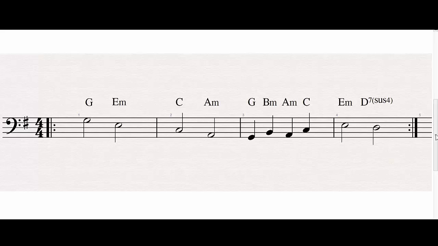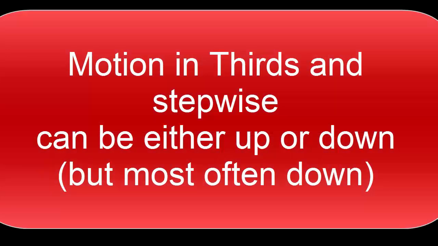So I've gone through 4 main root movements that you probably see. There are more root movements, but these are the 4 main ones, right? You've got down a perfect 5th, down a perfect 4th, down a third, and stepwise motion. Okay. So just to recap, you can go movement down in 5ths, down in 4ths, down in 3rds, and down stepwise. Okay, so movement seems to always go down.